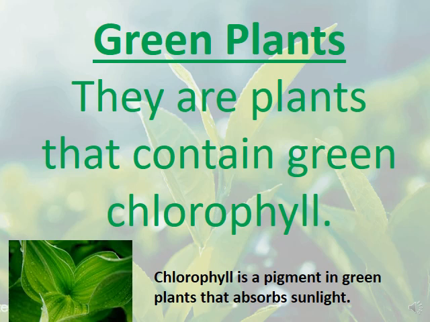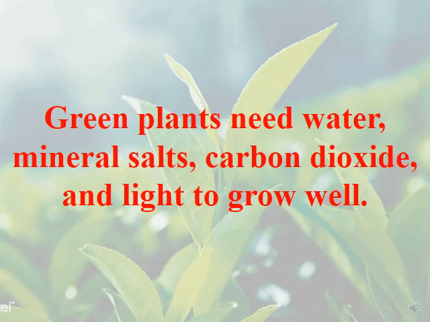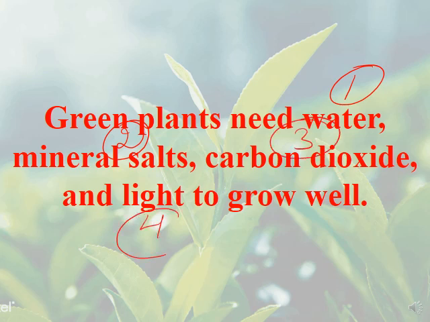As a summary for the green plants, we said that green plants are the plants that contain the green chlorophyll. That's why they are called chlorophyllian plants, because they contain chlorophyll, which is a pigment in the green plant that absorbs the sunlight. As a conclusion, we said the green plants need four nutritive needs. They need water, mineral salts, carbon dioxide, CO2, and light in order to grow well, tall, and green.